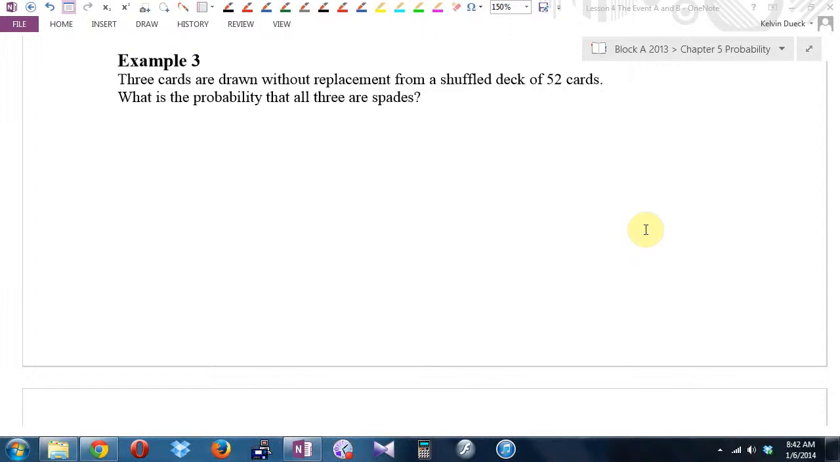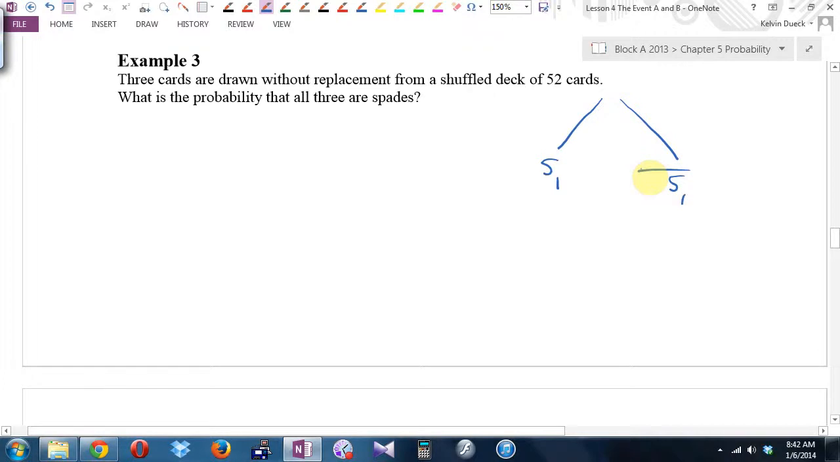Put your pencils down for a second. If I was doing a tree, I would go like this. I would say, okay, spades on the first, not spades on the first. Spades on the second, not spades on the second. Spades on the third, not spades. You know what? That's very, very, very unwieldy. I'm not going to bother drawing the "not" branch, because Christina, it's not happening. It says all 3 have to be spades. I'm going to be a bit lazy here.